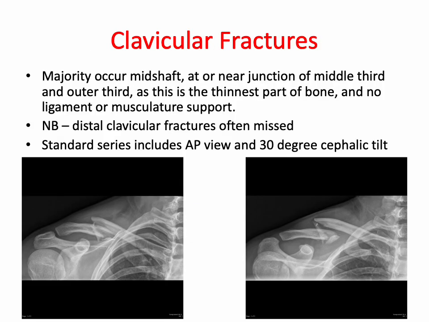So clavicular fractures are relatively common. They account for approximately 5% of all fractures. Typically they result from a direct blow to the shoulder. The majority of them occur either in the midshaft or at the junction of the middle third and outer third, as it's the thinnest part of the bone with less soft tissue support.